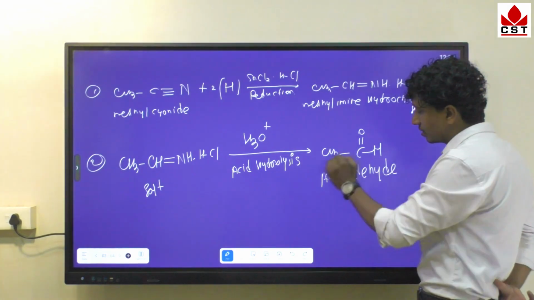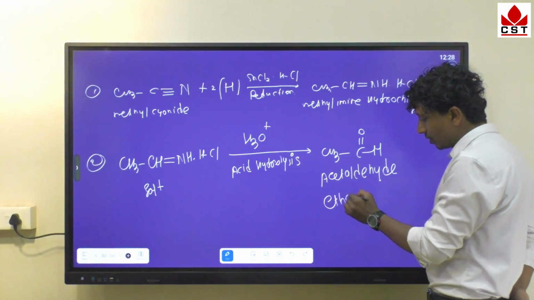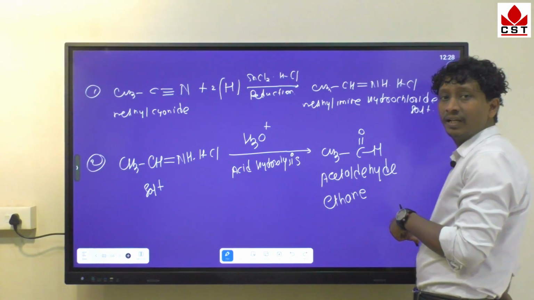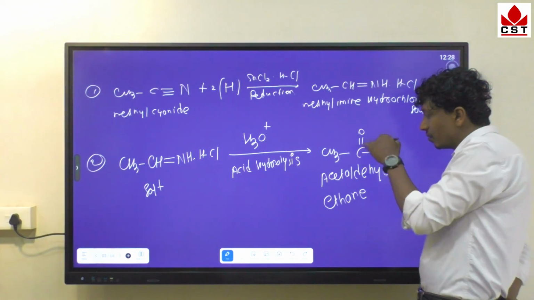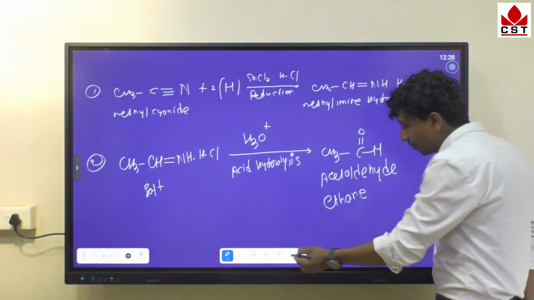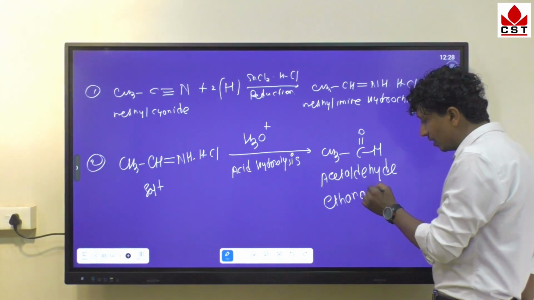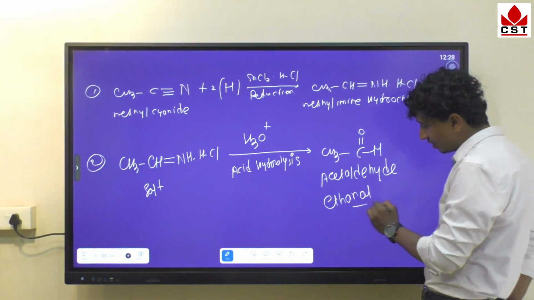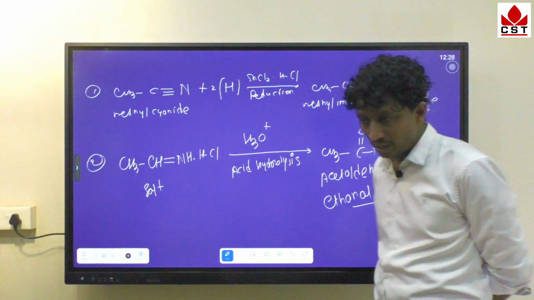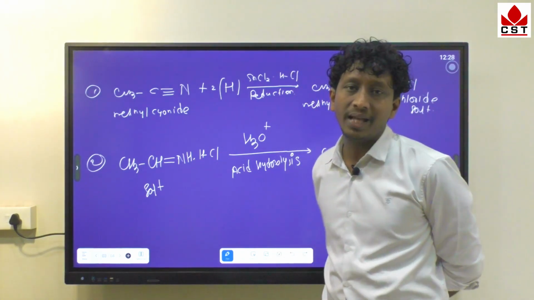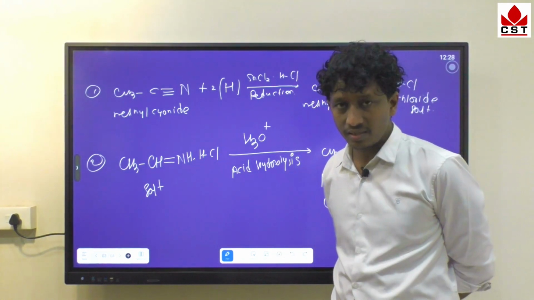What about the IUPAC name? A 2 carbon chain is ethane. In the reactant there is a CHO, an aldehyde, and with the replacement of the e of ethane by al, the compound is called ethanal in the IUPAC. This is all about example number 1 of the Stephen reduction reaction.